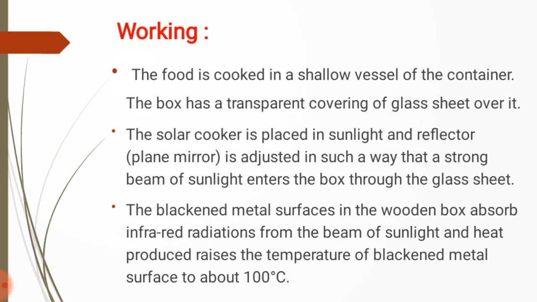The blackened metal surfaces in the wooden box absorb infrared radiation from the beam of sunlight, and the heat produced raises the temperature of the blackened metal surface to about 100 degrees Celsius. That means there is a black coating inside the wooden box, which helps us to increase the inside temperature of the solar cooker. It helps to absorb the maximum amount of heat, and the temperature of the interior part of the solar cooker increases up to 100 degrees Celsius. That is a large temperature, which is used for cooking purposes.